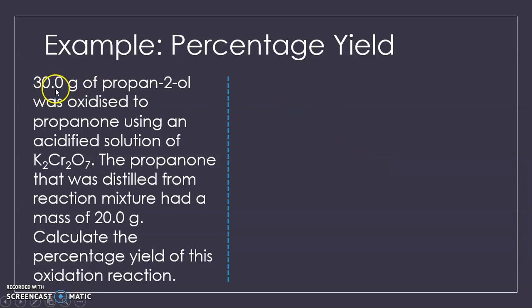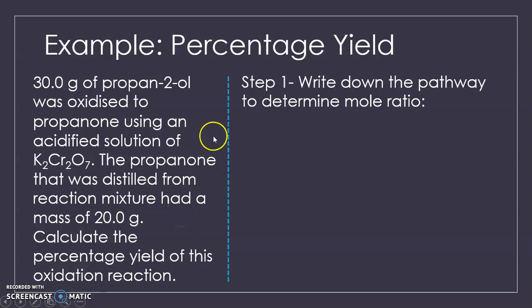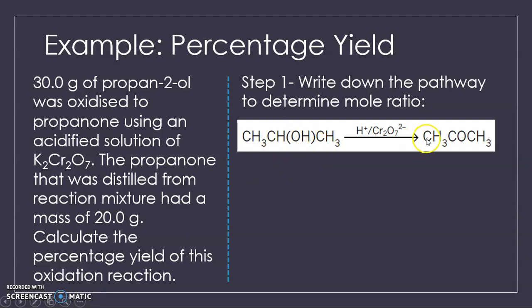30 grams of propan-2-ol was oxidized to propanone using acidified solution of potassium dichromate. The product, propanone, was distilled, so it's extracted, and the mixture that was extracted is 20 grams. So basically 30 grams of propan-2-ol produced 20 grams of propanone in an oxidation reaction. What's the percentage yield? First of all, we need to write down the pathway to determine the mole ratio. In this case, that's the pathway, and it's a 1-to-1 ratio.